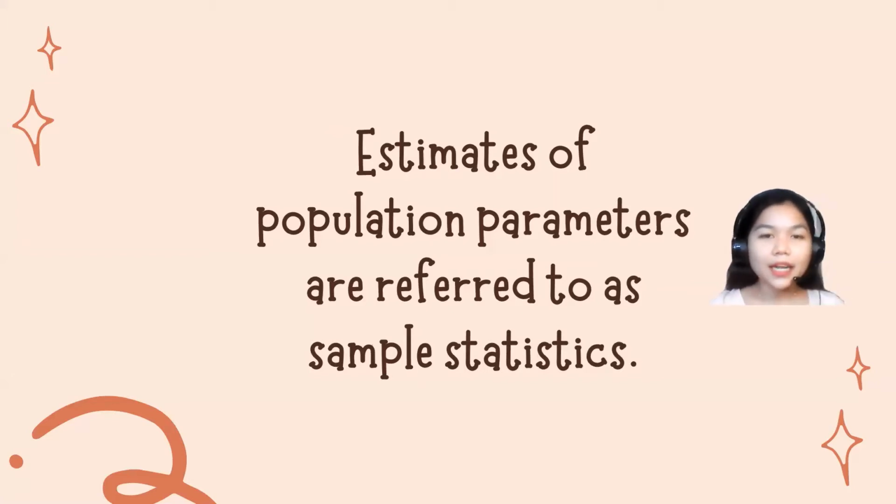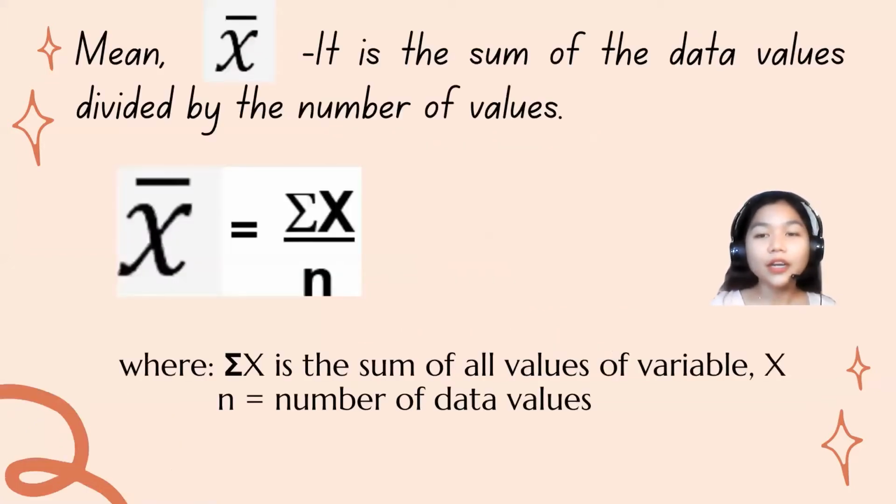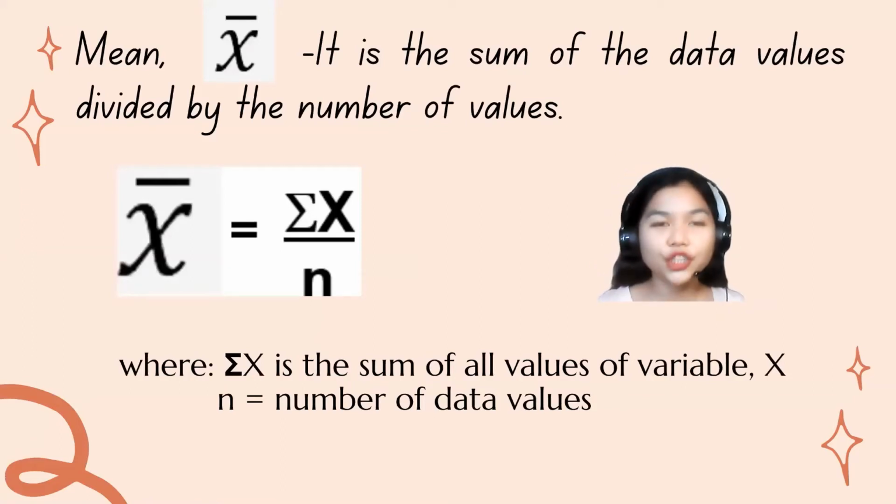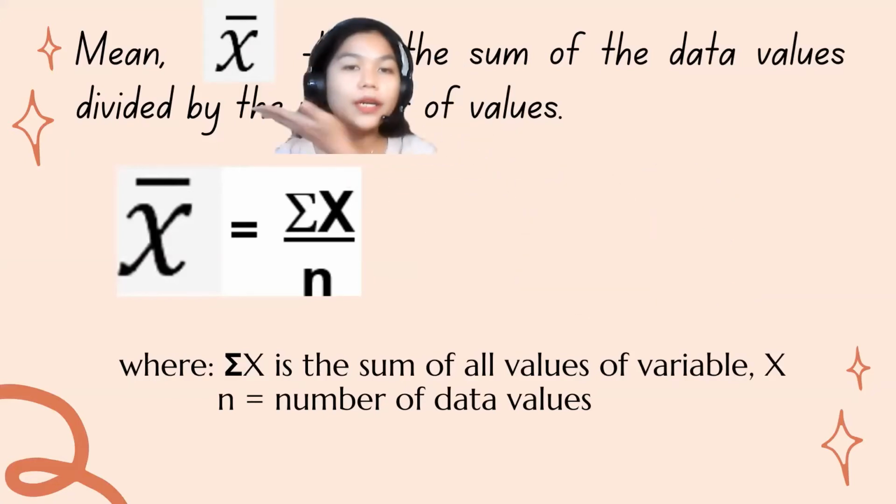So let's talk about estimates of population parameters. We are referring to these estimates of population parameters as sample statistics, or simply, if we're going to describe a sample statistic, without the S. Let's start with the mean. The mean is the common average that we know. We have this notation, the X bar.